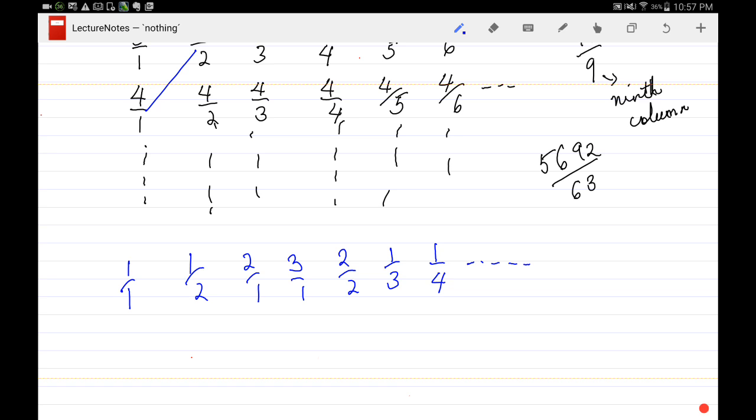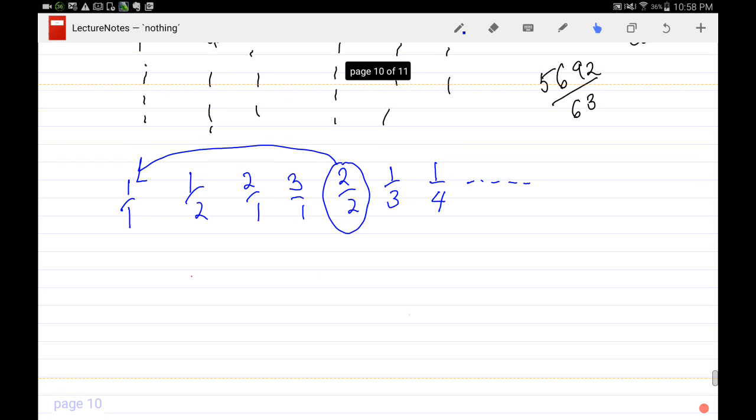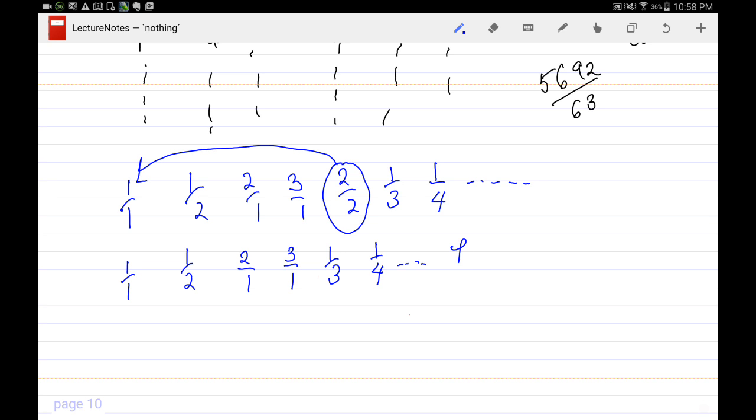Now there's a slight drawback to doing things this way. You see, here I have 2 over 2. But 2 over 2 is in fact 1 over 1. And at some point I'll reach 2 over 4, which will in fact be 1/2. So there are repetitions in this list. So I'm going to do one more step. I'm going to rewrite the list but remove the repetitions. So I'm going to produce a better list that is 1 over 1, 1/2, 2 over 1, 3 over 1. 2 over 2 I leave out, and I have 1/3 and 1/4. And this has all the rationals.